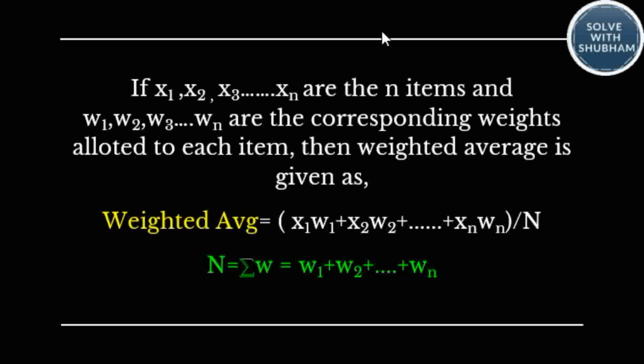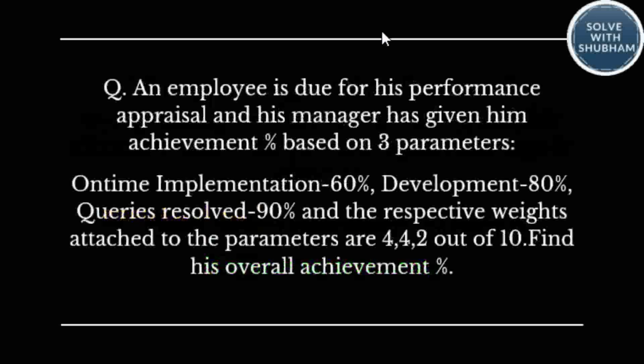So relating this to the previous example, x1, x2, x3 are the different attributes, price, location, and then w1, w2, w3 are the weights allotted to them, 40% and 60%. So this is the formula which you are going to use, the concept of weighted average. Let us have a look at a question and let us try to understand it in a better way.